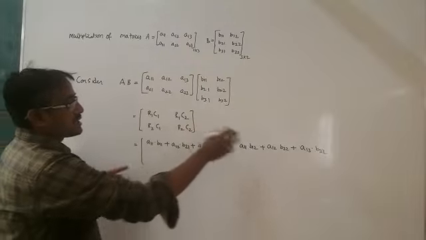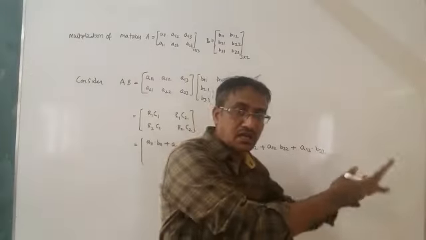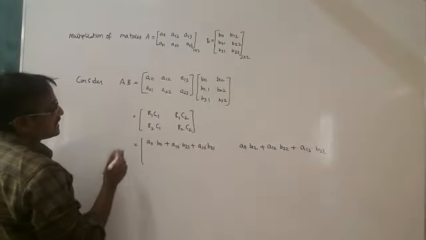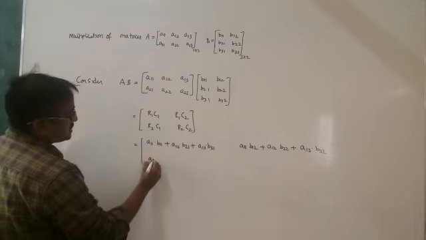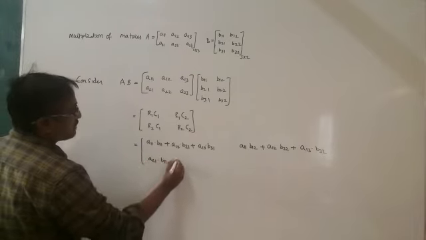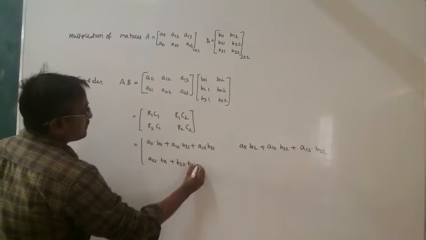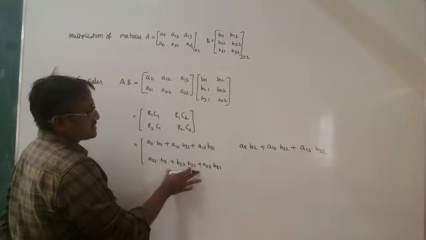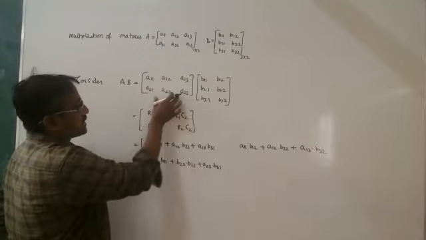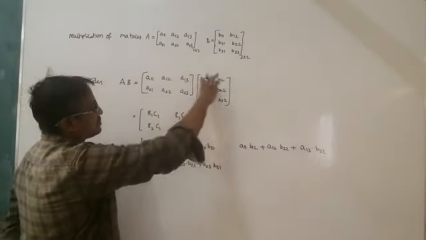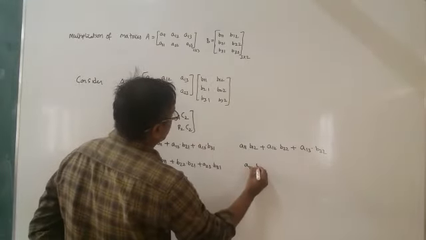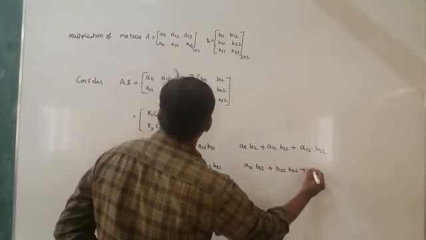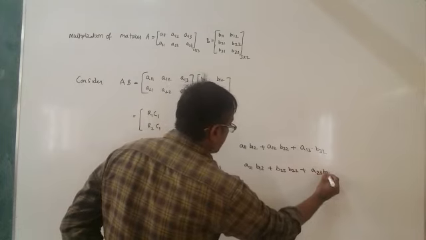Now the columns are completed. If there is another column, you have to write first row into third column. Now come to second row, first column. That is A21 into B11 plus A22 into B21 plus A23 into B31. That is the second row, first column. Now second row, second column: A21 into B12 plus A22 into B22 plus A23 into B32.